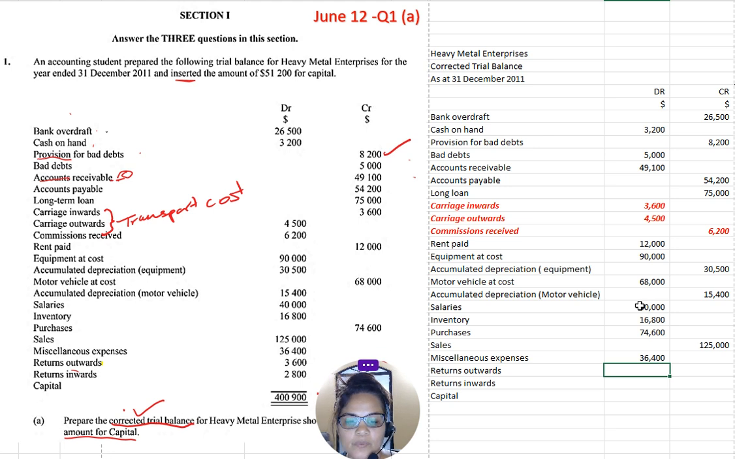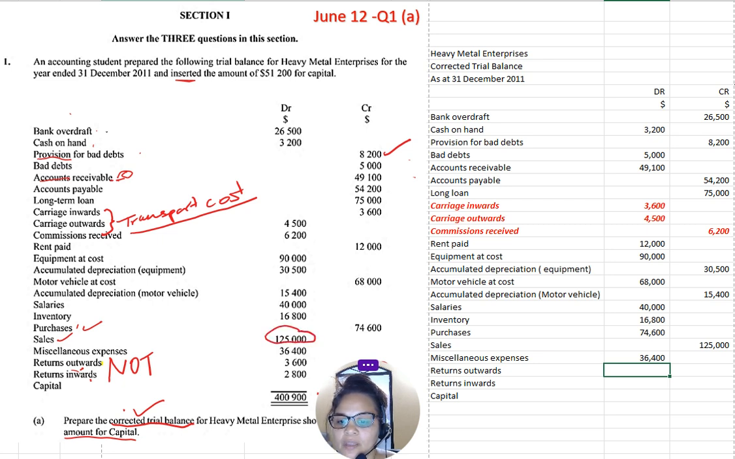Return inwards and return outwards. Now, return inwards and return outwards are not to be treated as commissions, or as carriage inwards and carriage outwards as transport costs. Return outwards and return inwards affect your purchases and your sales separately. So return outwards reduces what? It reduces your purchase cost. And return inwards reduces the revenue value.